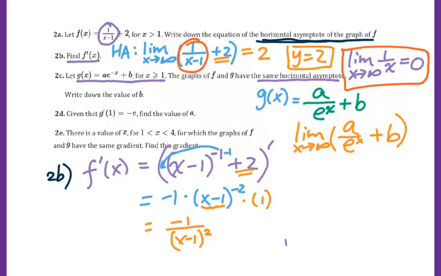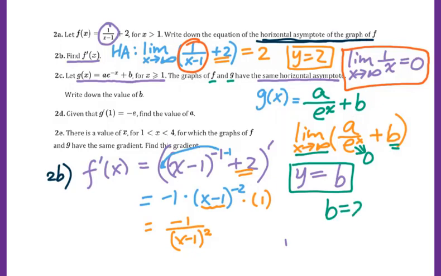e to the infinity power is still infinity. a over infinity, definitely this would give you 0. When you plug x equals infinity into these expressions, a over e to the x power will be 0. b is a constant, so it will stay. Therefore, y equals b will be the horizontal asymptote line. Because f and g have the same horizontal asymptote line, in other words, b equals 2.